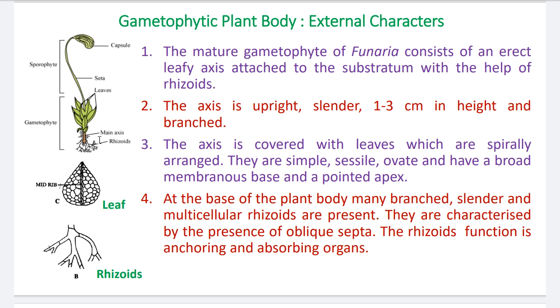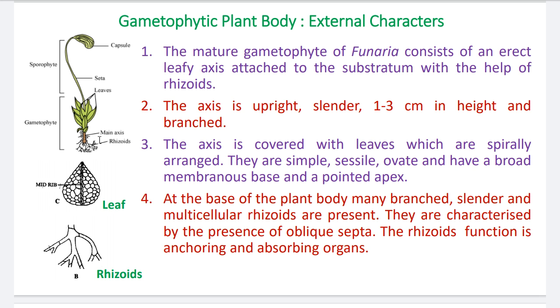Number 2, the axis is upright. Upright means erect, slender, 1 to 3 centimeter in height and branched. The main axis is erect, upright, slender and branched. Number 3, the axis is covered with leaves which are spirally arranged. Their arrangement is spiral.